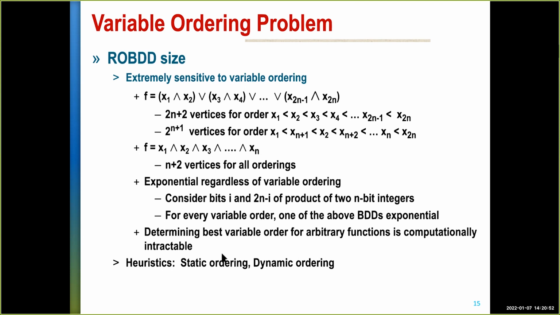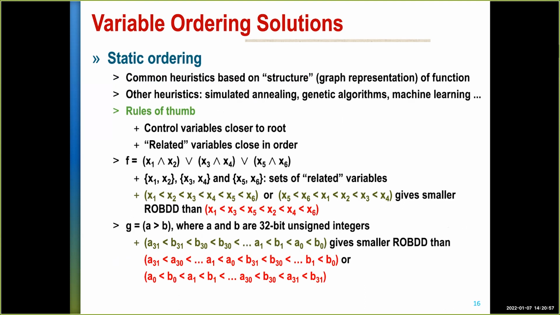So people really use different kinds of static and dynamic ordering. While I had something about static ordering, let me not go through it in detail, but let's just say that typically in hardware, you'll have control variables and you'll have data variables. So if for whatever reason you have a ROBDD which has both control and data together, it's perhaps best, because the data variables can be too many depending on the width of your data path, to keep the control variables closer to the roots and then related variables closer to each other and so on.